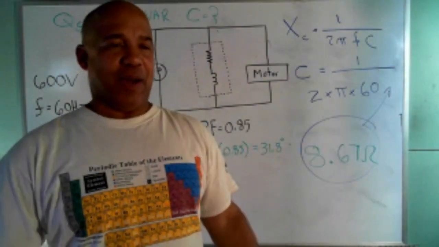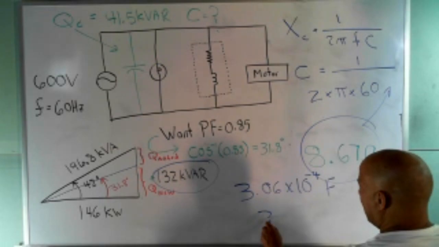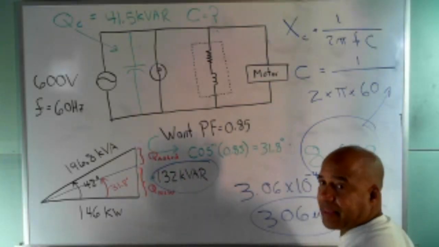I want to get to resonance. All right, I got 3.06 times 10 to the negative fourth. And then when I switched that over, I got 306 microfarads. That would be correct. That's correct.